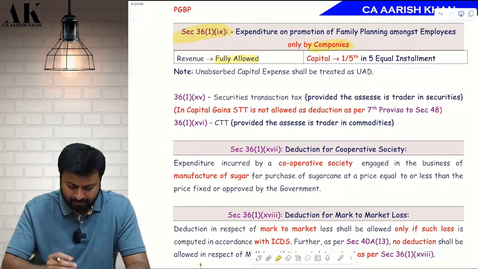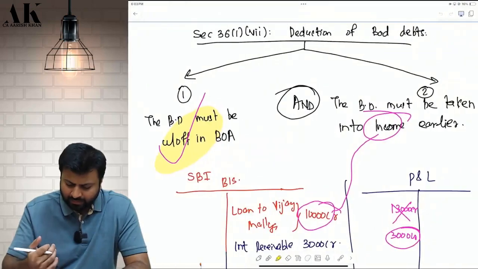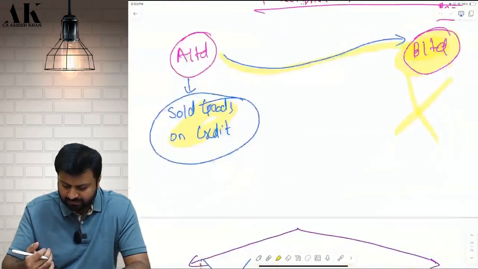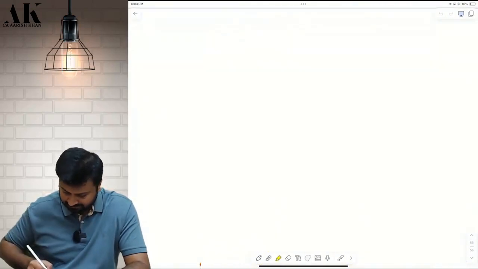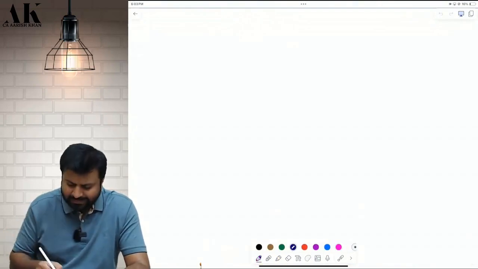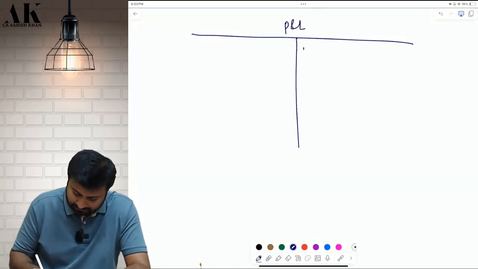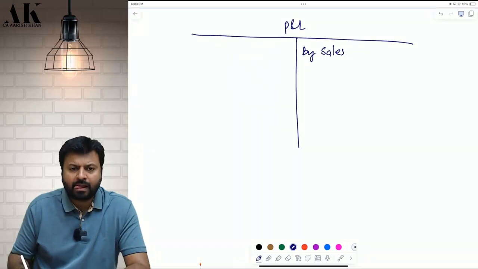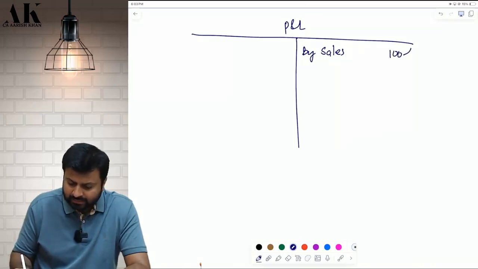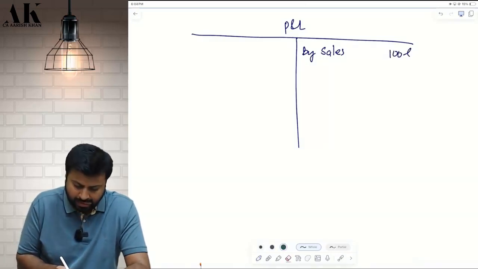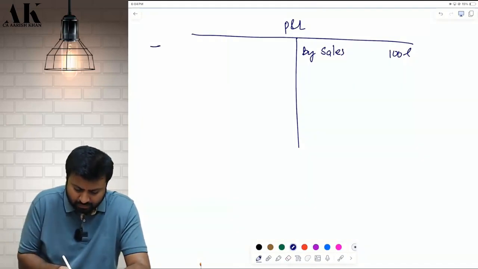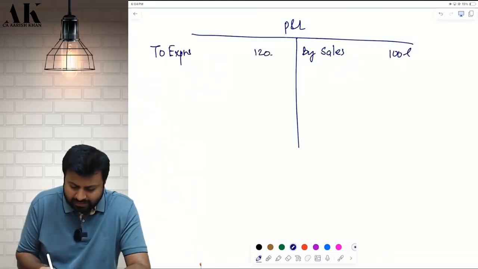Now one more important thing that I would like to discuss with you all. Pay attention please. Listen carefully. Suppose this is the assessee's P&L, and there are sales over here. Say 100 lakhs is the sale. Now suppose there are some expenses over here, say 120 lakhs is the expense.